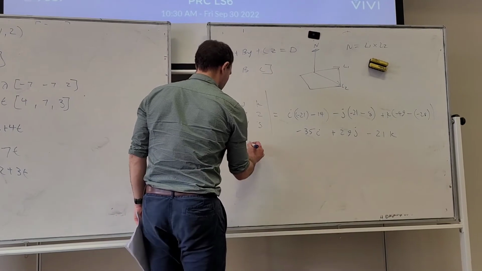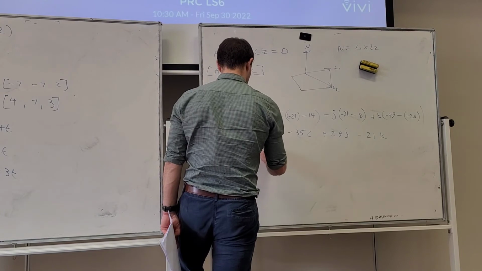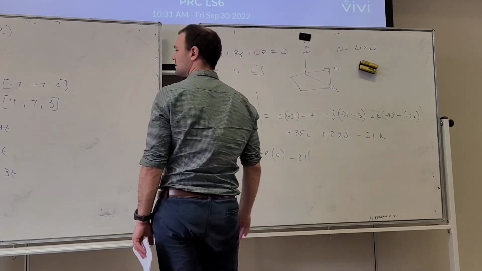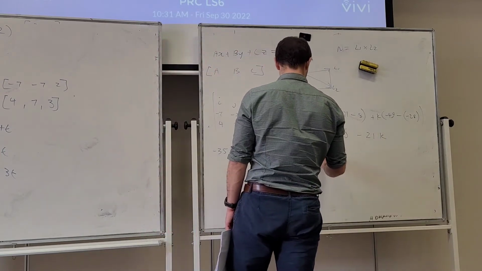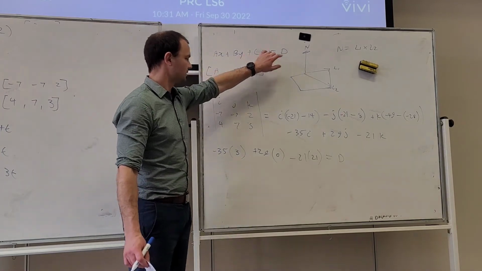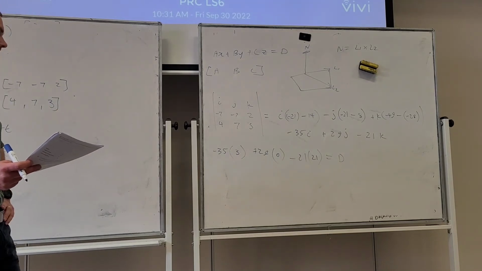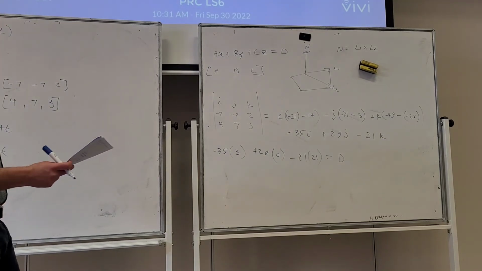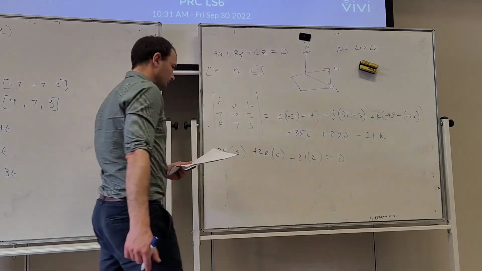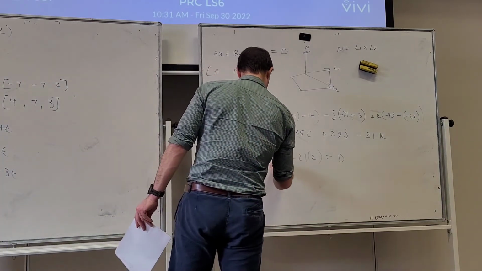So we're going to go -35 times 3, plus 29 times 0, and then we're going to take 21 times 2. And that's going to equal our D value, right? A times X plus B times Y plus C times Z equals D. We're going to solve this for D. It's 21 times 2. And do I go ahead and do that? I got -189 when I did it before.